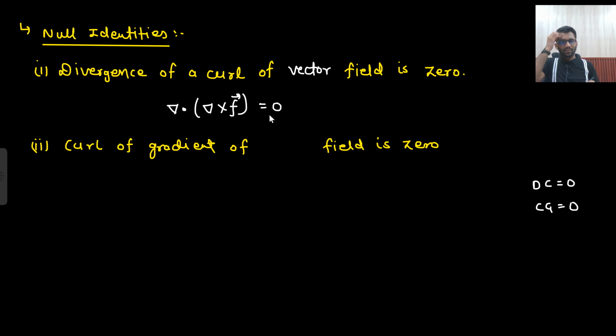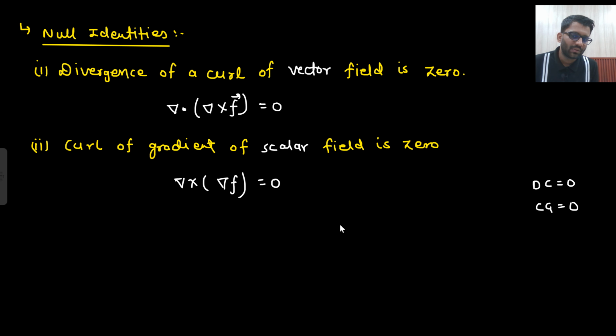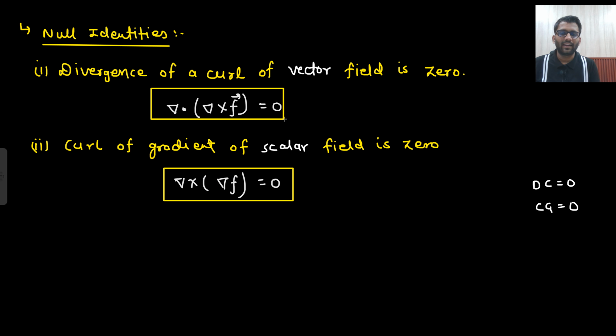Say yes or no. Now, curl of gradient. What you are calculating? Curl of gradient. Gradient is always applied on a scalar field. So curl of a gradient of a scalar field is 0. So these two are 0, that you need to remember: DC and CG. So your CG is 0, DC is 0. So again I am telling, divergence of curl is 0, curl of gradient is 0. So this you will be able to write down.